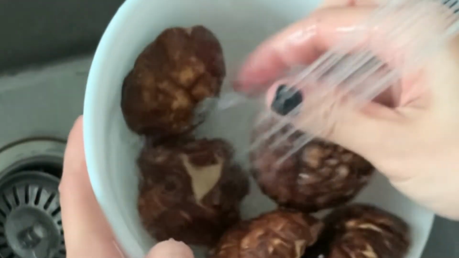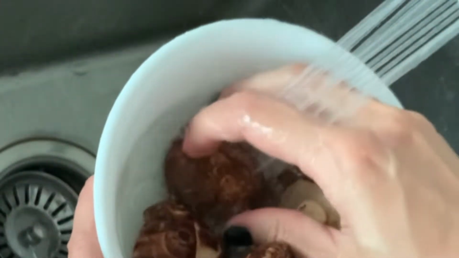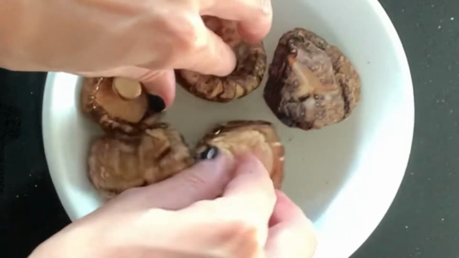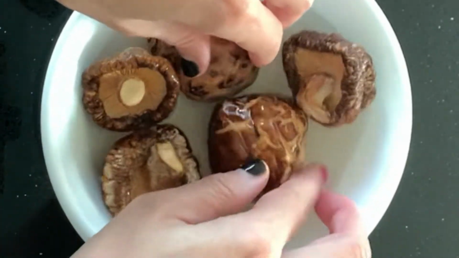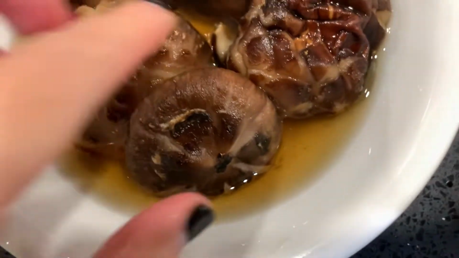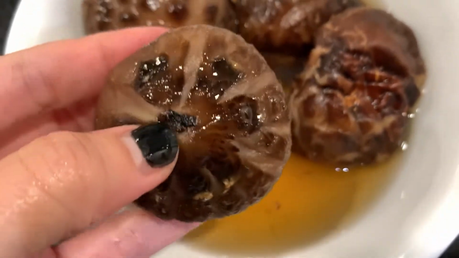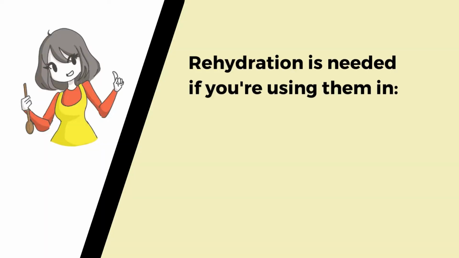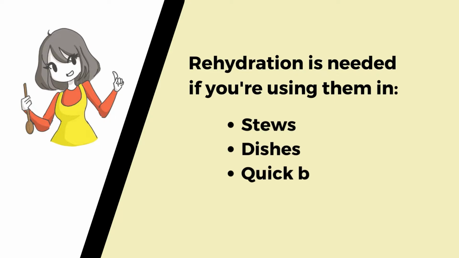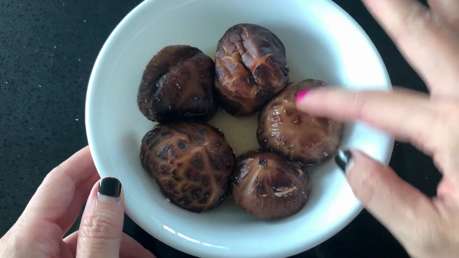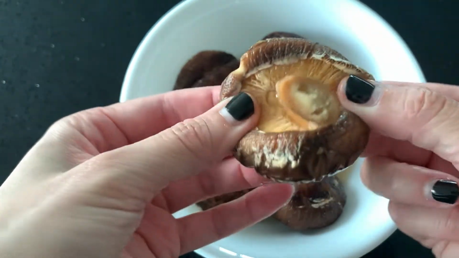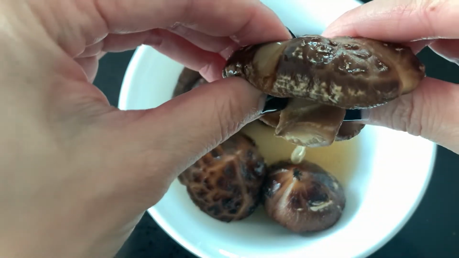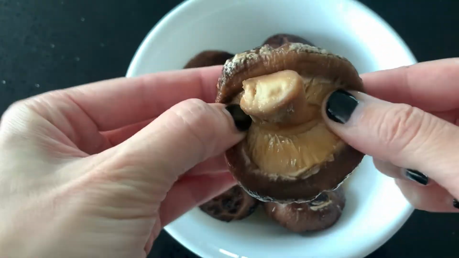To use these dried mushrooms in soups or dishes, wash them first and then soak them to rehydrate in room temperature water. I'll use just enough water to cover the mushrooms as they don't expand that much. This is so that you can use this delicious flavored water afterwards. Rehydration is needed if you're going to use them in stews, dishes, or quick boil soups. To check if they're sufficiently rehydrated, feel for squishiness. They should be completely soft throughout, even the stems, and when squeezed, can release water.